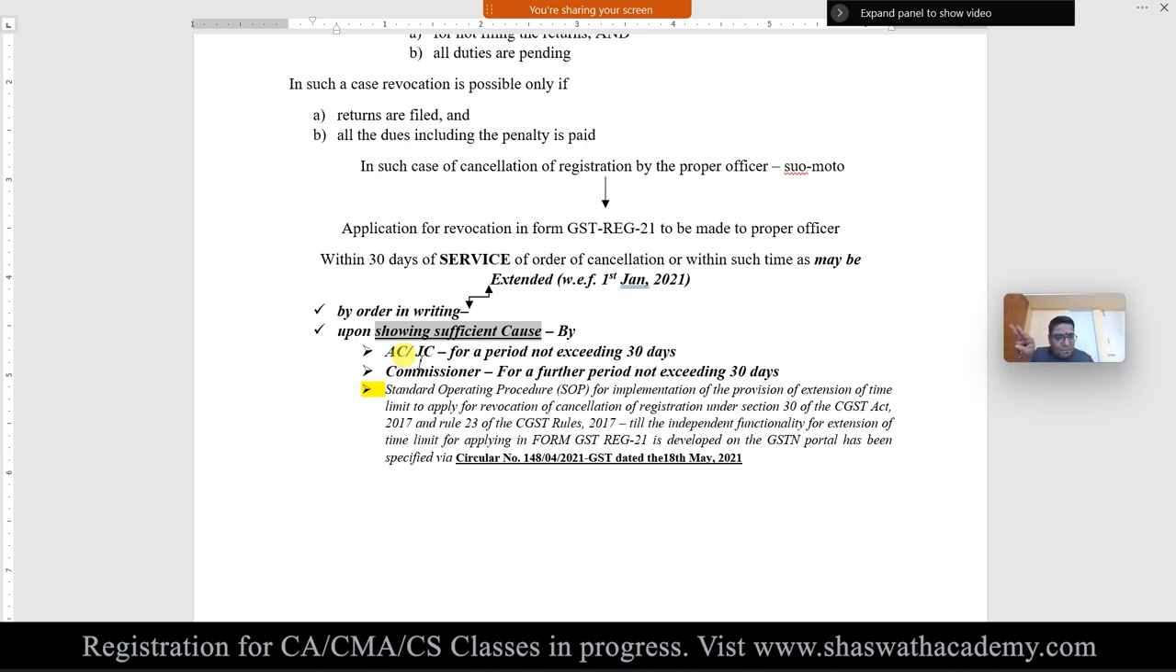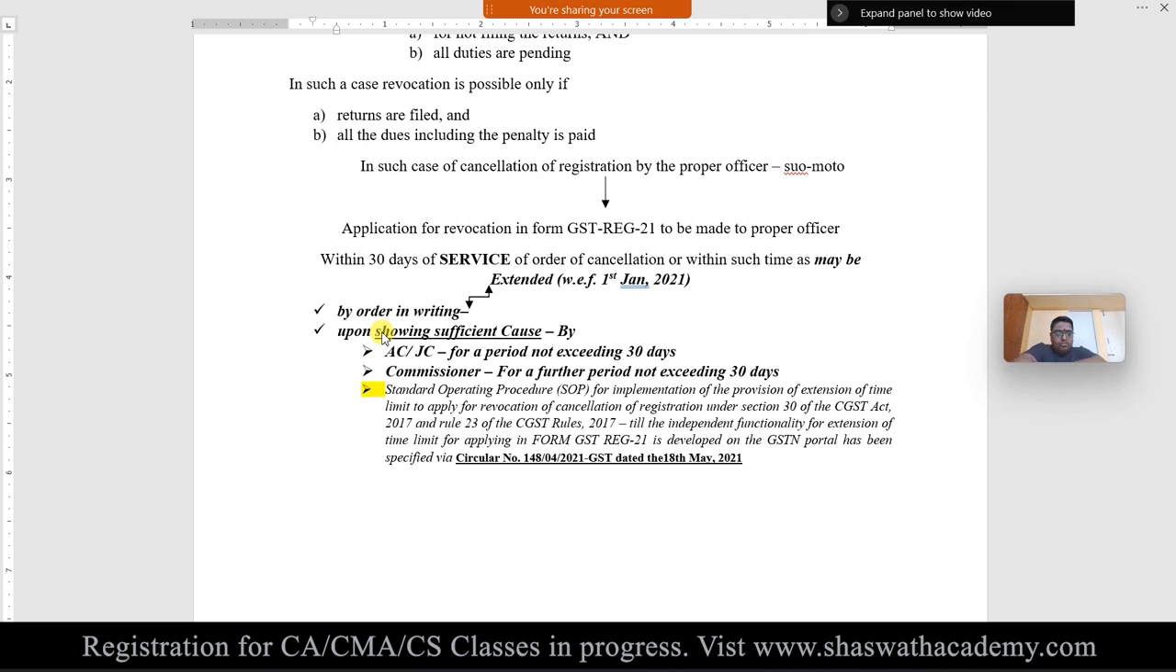You prepare properly, you use ISM, you practice problems, you will have a reward coming, which is the effect. Otherwise, you will get an experience. This is also cause and effect. But you have to be mindful about it. Only when sufficient cause is shown, this extension will be granted.